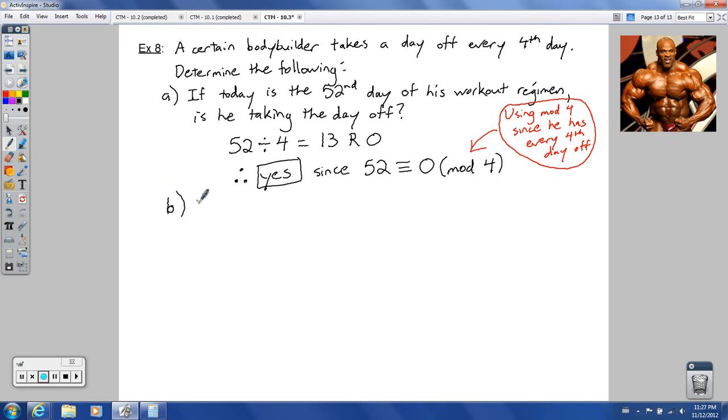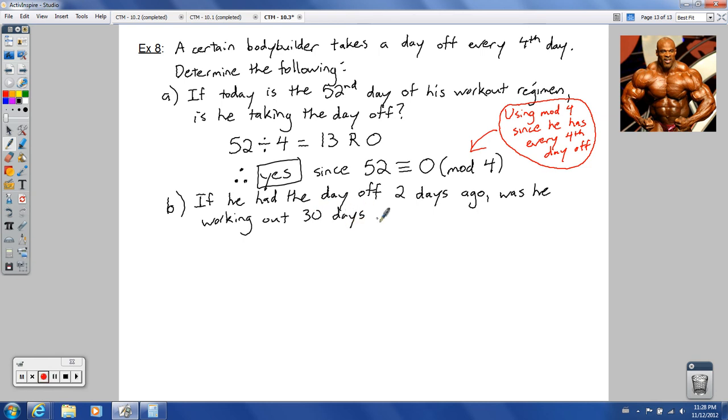And then part B, last part here: if he had the day off 2 days ago, was he working out 30 days ago? Interesting question. How can we figure this out?